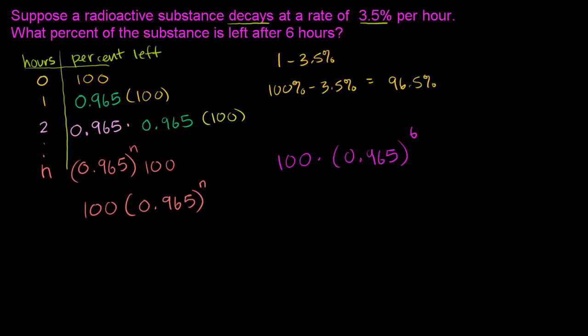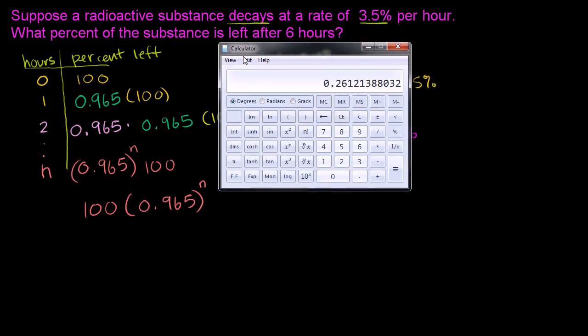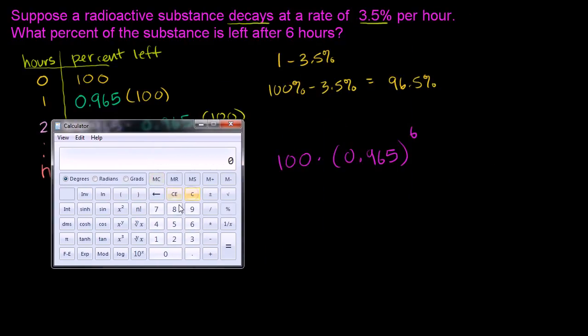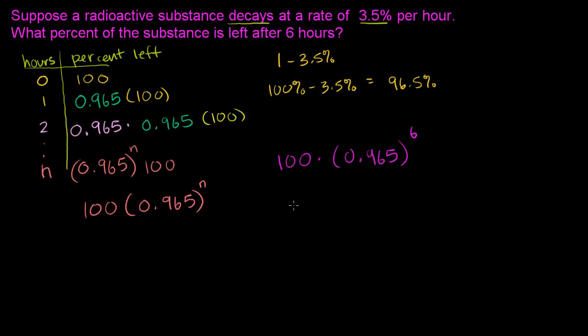And we could use a calculator to figure out what that is. Let's use our trusty calculator. So we have 100 times 0.965 to the 6th power, which is equal to 80.75. And this is all in percentages. So it's 80.75% of our original substance. Let's do another one of these.